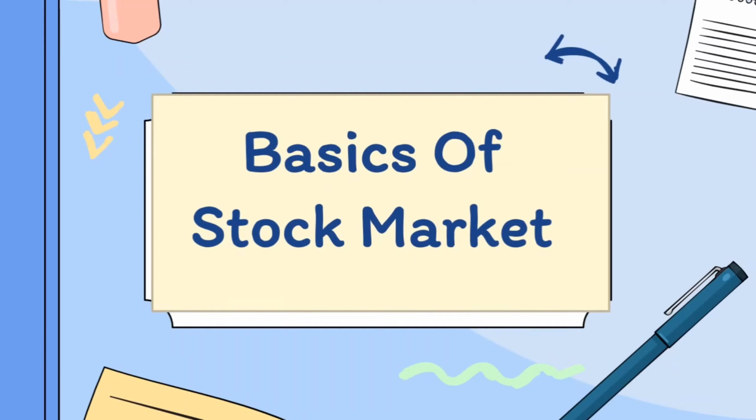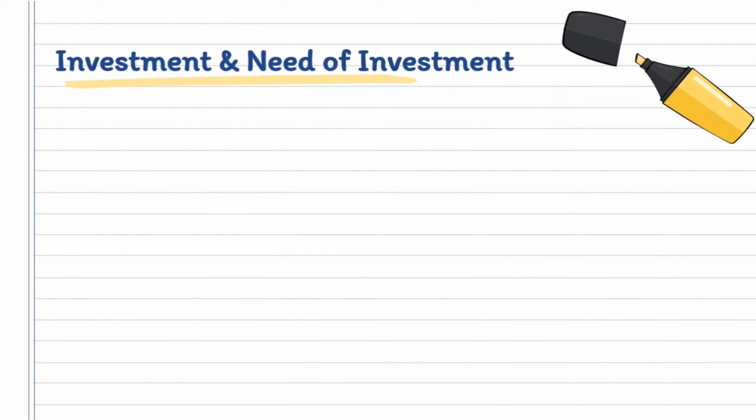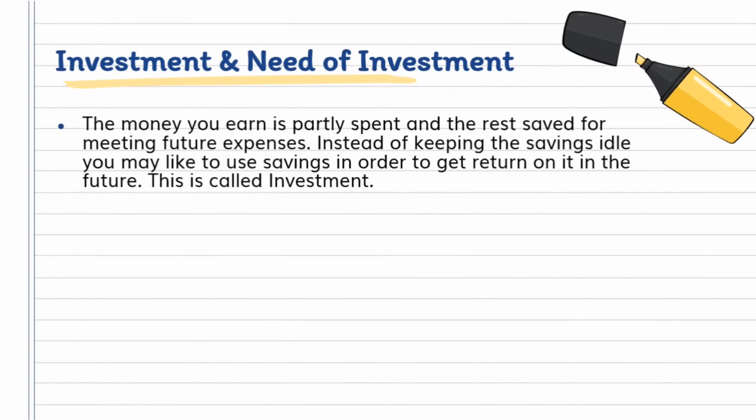Basics of stock market. Investment and need of investment. The money you earn is partly spent and the rest saved for meeting future expenses. Instead of keeping the savings idle, you may like to use savings in order to get return on it in the future. This is called investment.